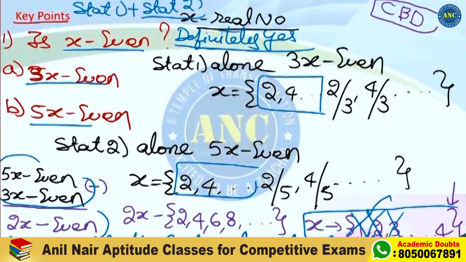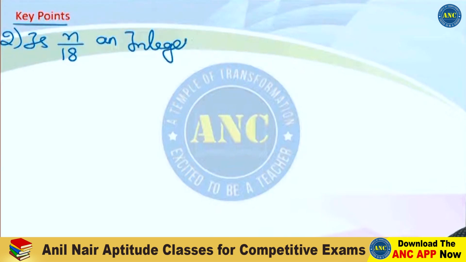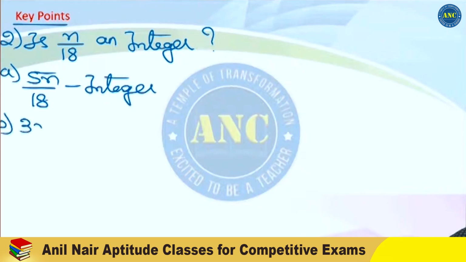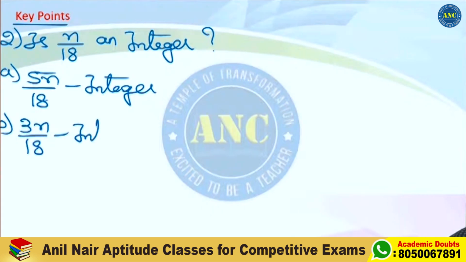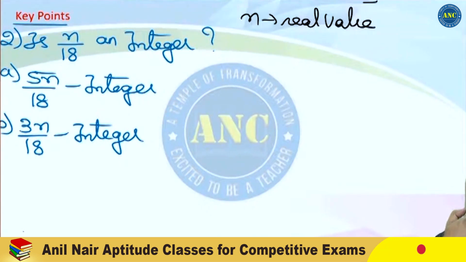Sneha, statement 1 alone is incorrect. X is a real number, not a natural number. Right? Is n by 18 an integer? Statement 1: 5n by 18 is an integer. Statement 2: 3n by 18 is also an integer. Now see here, listen. N is nothing but a real number. No domain of n is mentioned. N is a real number.